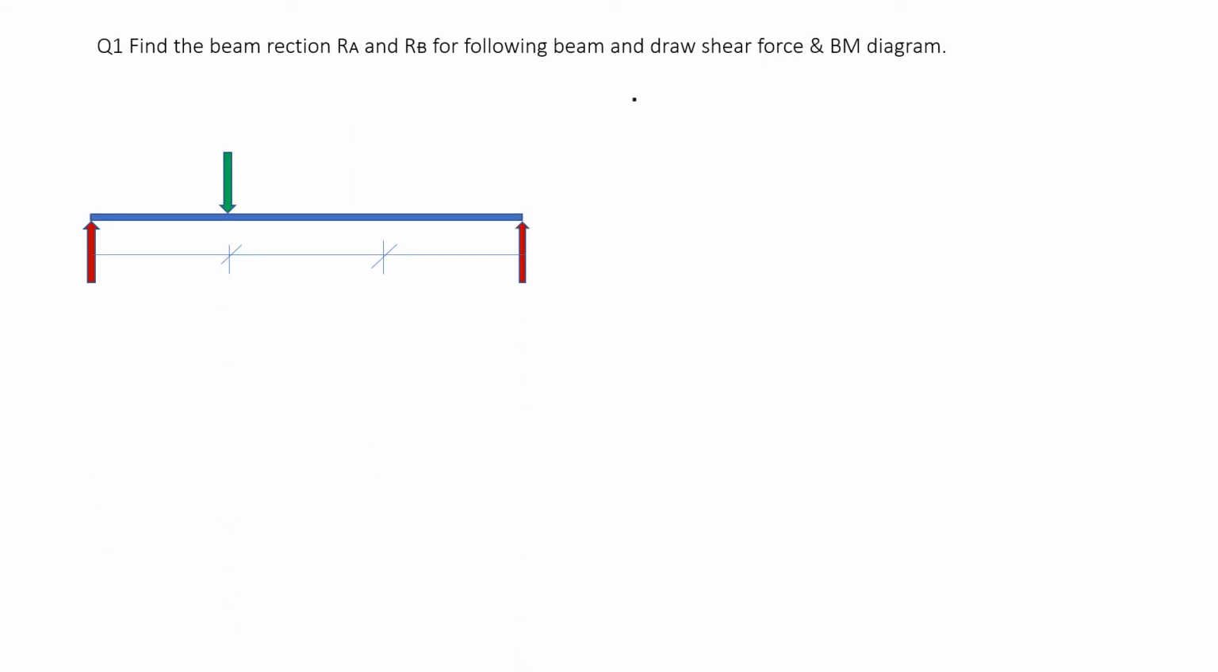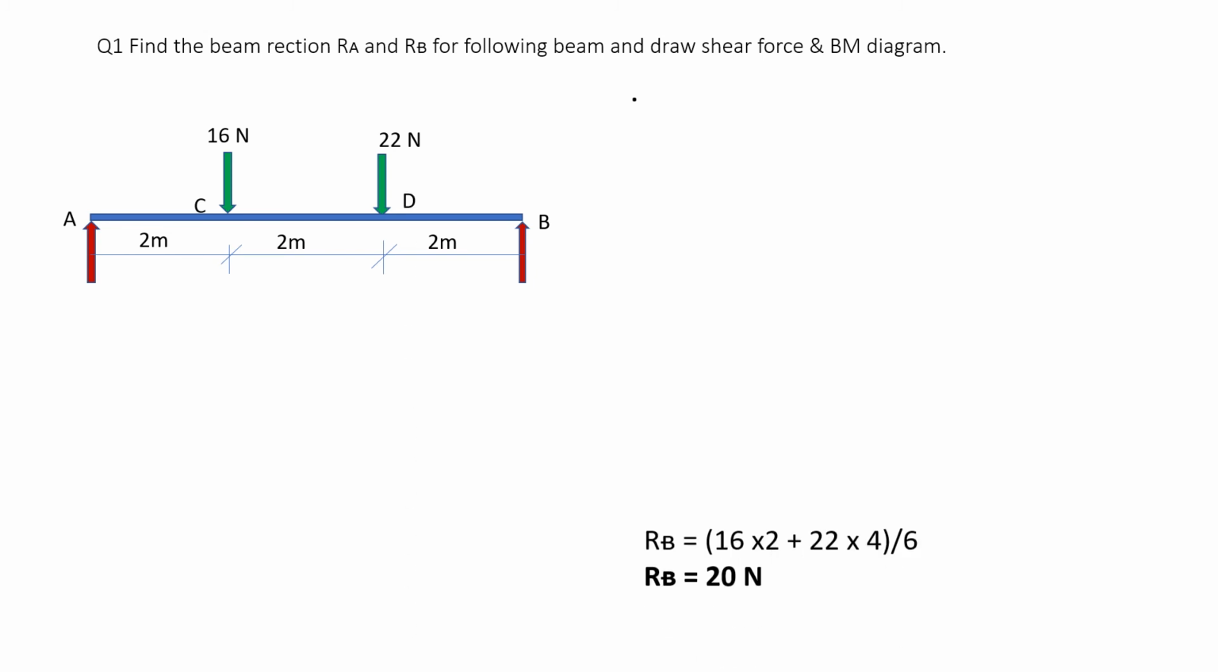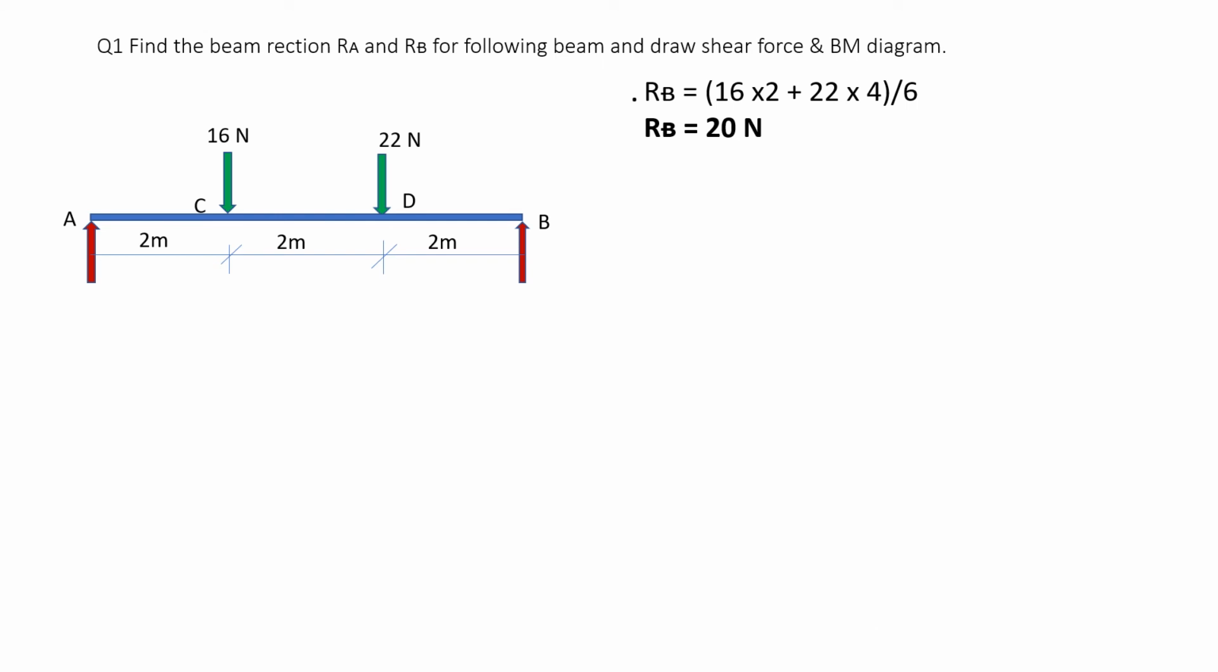This is the beam A, B, C, D, 2 meter, 2 meter, 2 meter. At C, 16 Newton force going downward. At D, 22 Newton force going downward. We calculate RB. You have to calculate RB in one sentence. 16 into 2, take moment about A. 16 into 2 clockwise, 22 into 4 clockwise.